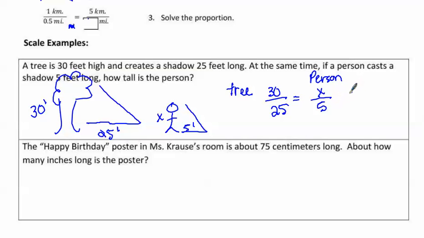Cross multiply and solve. 30 times 5 is 150. 25 times x is 25x. You have a one-step equation, so you want to solve by dividing by 25 on each side to get you 6 feet. So this is a 6-foot person.